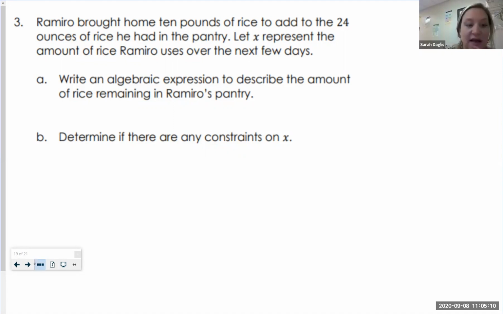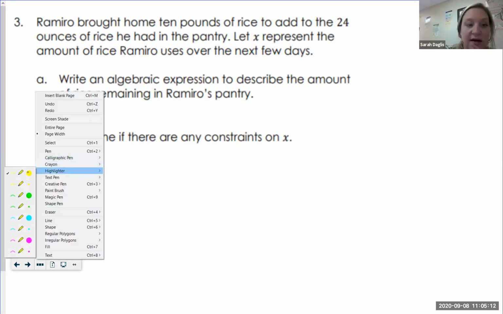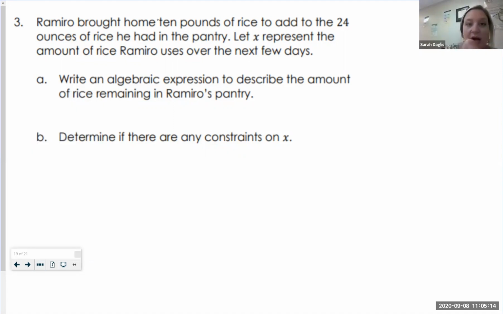Okay, so there's actually a couple of things that I want to point out to you. He brought home 10 pounds of rice, but he already had 24 ounces. Right there, I have pounds and ounces. I need to convert them. It either needs to all be pounds or it needs to all be ounces. It doesn't matter which one you choose. I'm going to convert everything to pounds.